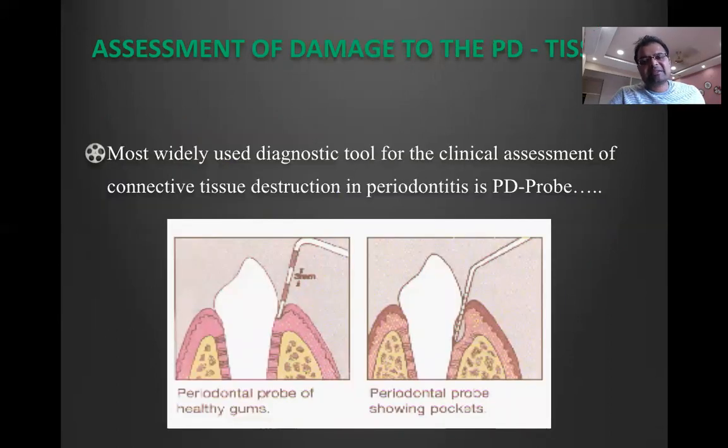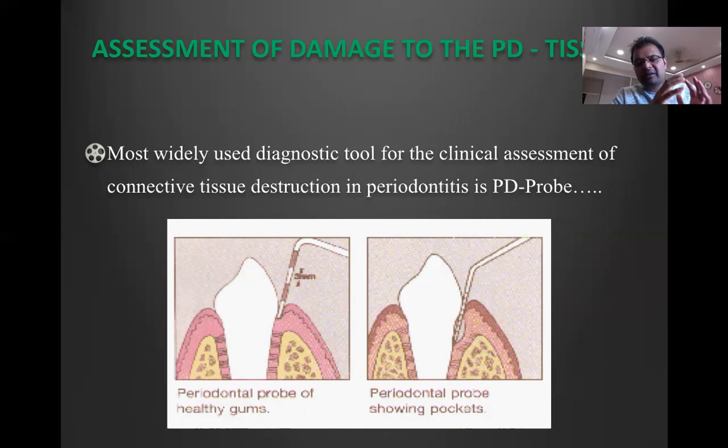Okay, the next and the most common tool that we are going to use in periodontics, and which is going to be the benchmark for every other measurement of periodontal disease activity, is known as a periodontal probe. There are various forms of periodontal probes. Some are marked, some are unmarked. You have rounded ones and you have sharp-ended ones.